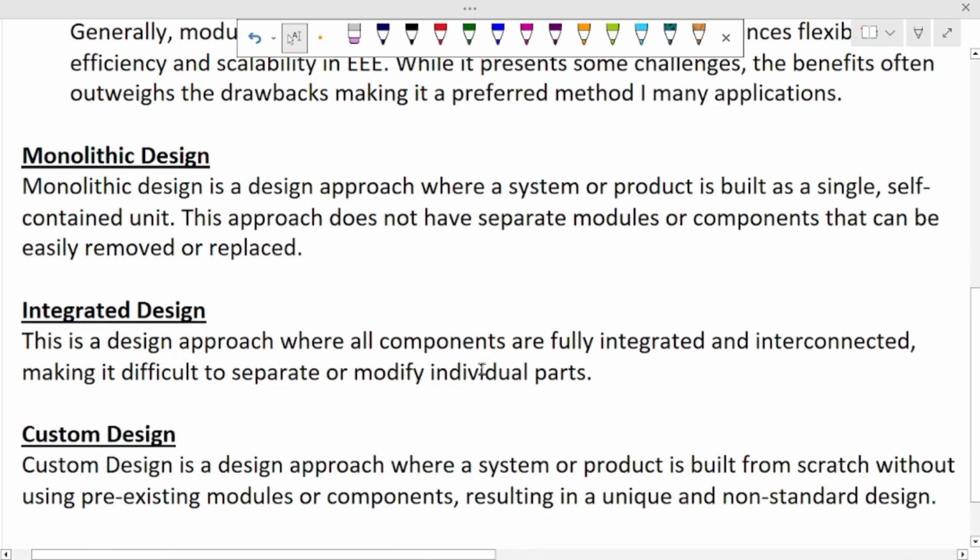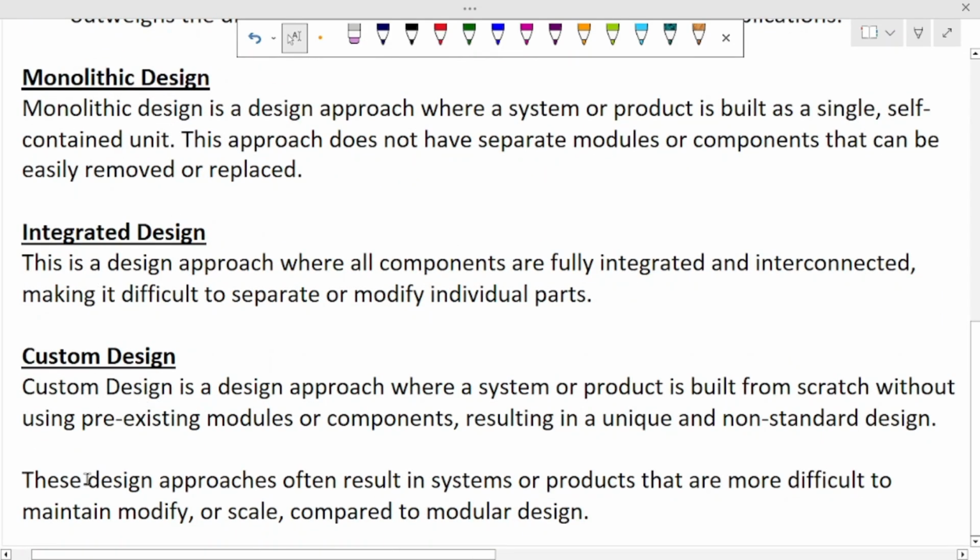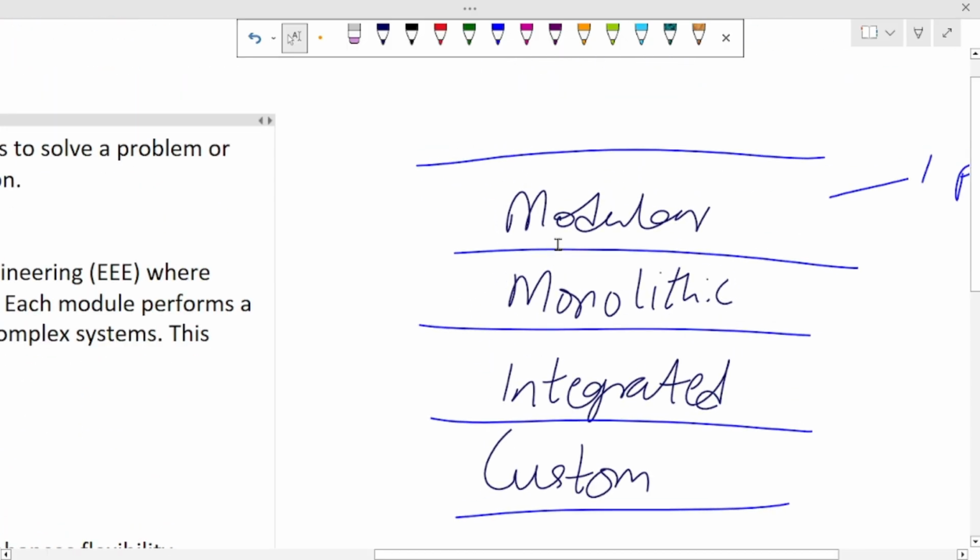You see, the rest are just short notes. So let me just talk about monolithic. For monolithic design, it's a design approach where a system or product is what? Built as a single self-contained unit. This approach does not have what? Does not have separate models or components that can be easily what? Removed or replaced.